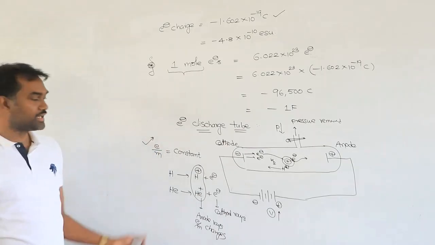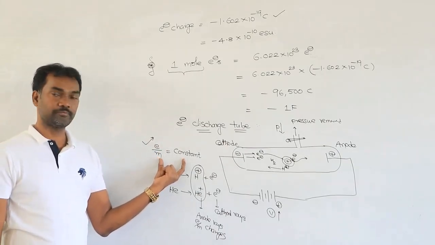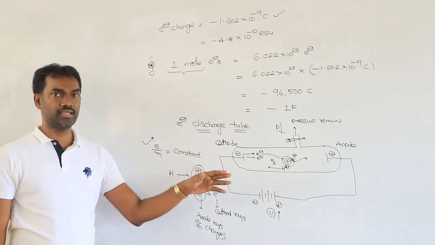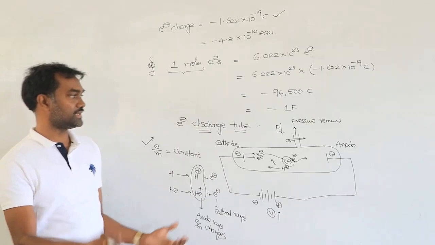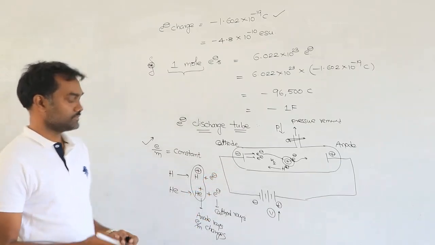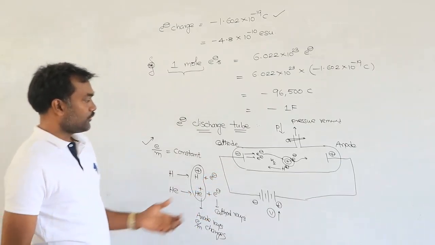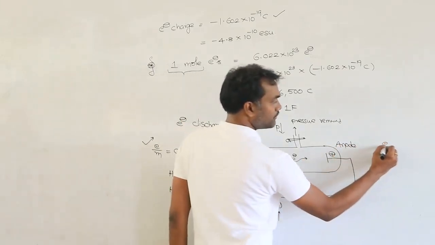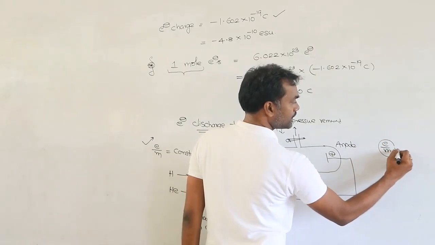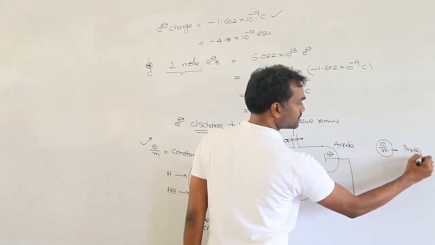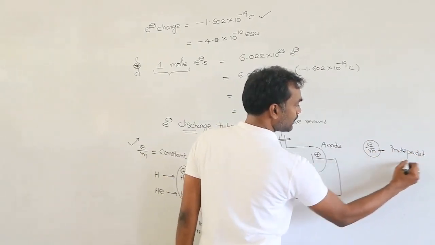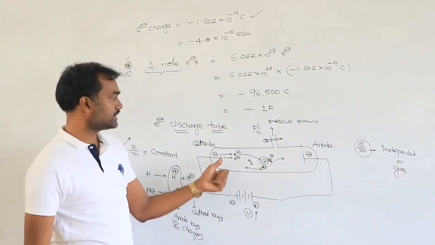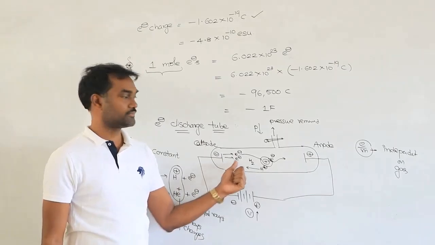In your entrance exam, they ask about this one. For cathode rays, E by M is constant; it is not dependent on the gas. Whatever the gas taken in the discharge tube, the E by M value is independent.